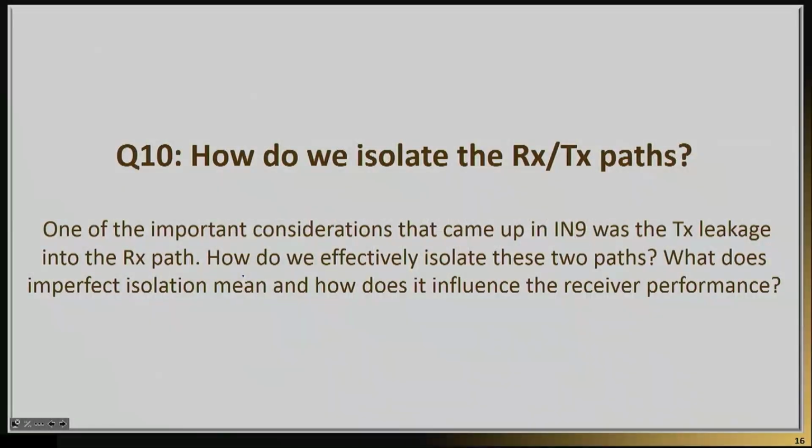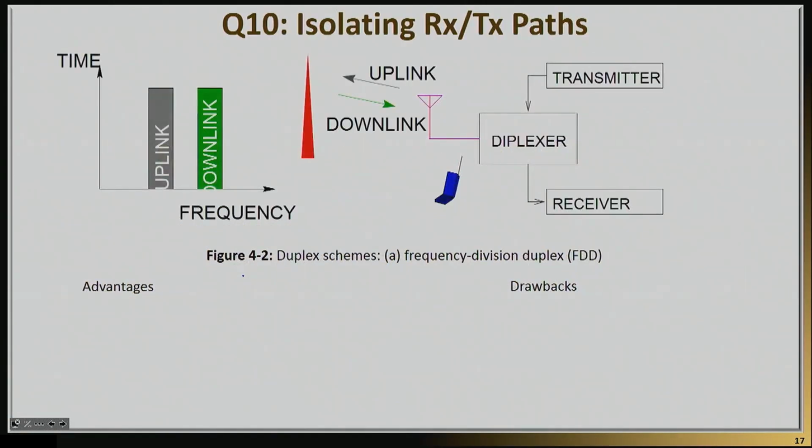Now that I have basically learned how to, at least in principle, distribute different users to my space, how do I isolate my transmit and receive paths? I don't know how many of you played with walkie-talkies early on in your life, but when I was playing, at least with walkie-talkies, there was a very simple way to do that.